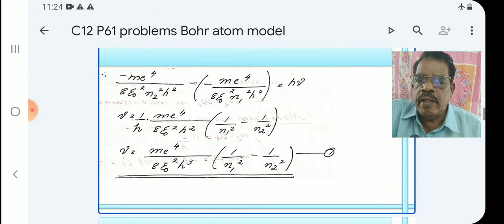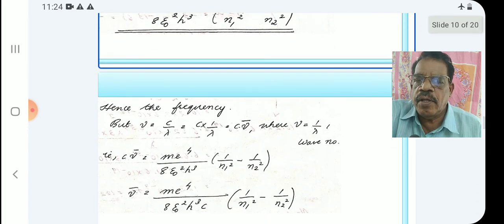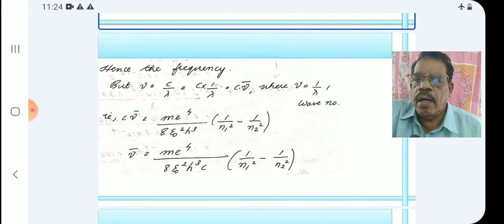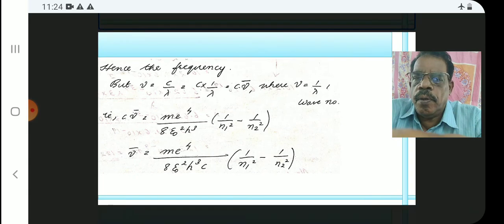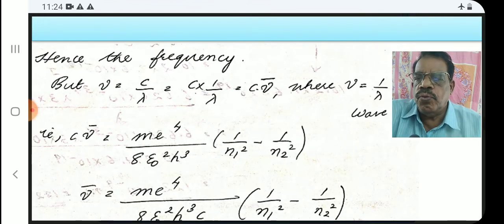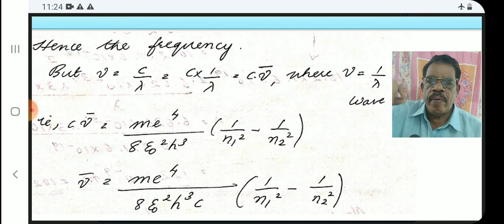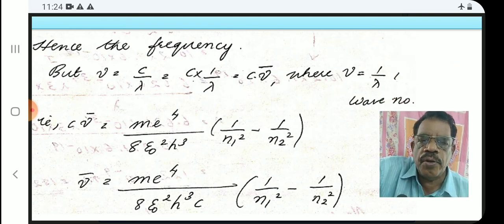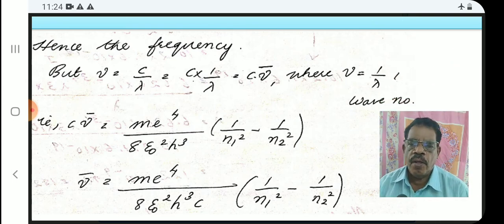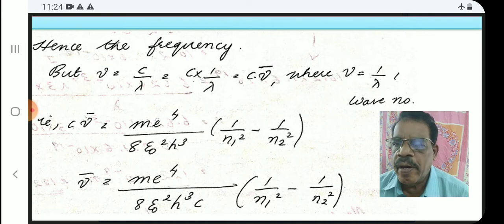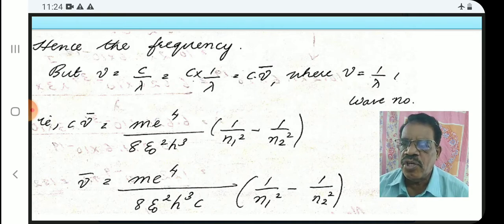And the term outside the bracket. Also you look, but the frequency nu is c by lambda, that is c into 1 by lambda. 1 by lambda we write as nu bar. Nu bar is called wave number. Therefore in the place of nu we can write as c nu bar.